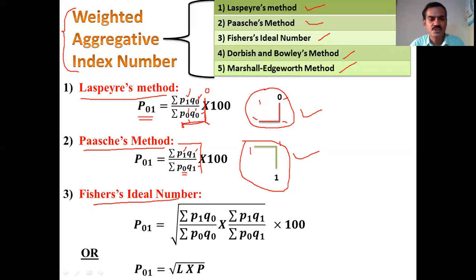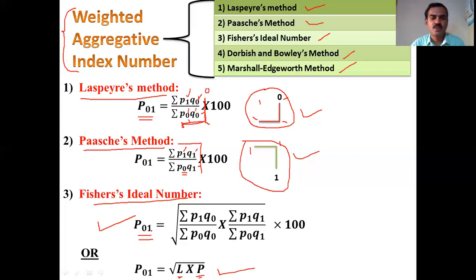So the third one is Fisher's ideal index number. Here first I tell you about a simple thing: in Fisher's ideal index number, P01 equals the square root of L into P, means here it is Laspeyres' formula and here it is Paasche's formula. Or you can use the value of the Laspeyres index number, and here P means the value of the Paasche's index number, then also you will find the Fisher's ideal index number. So you can solve the Fisher's ideal index number by using this formula, or you can also solve it by using this other formula.